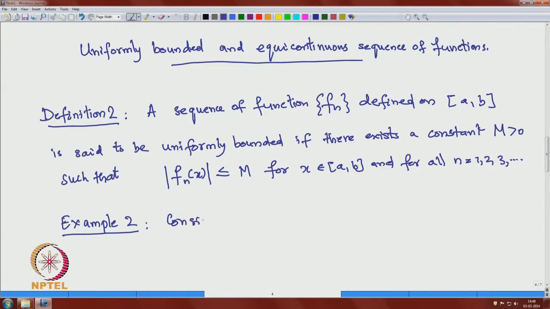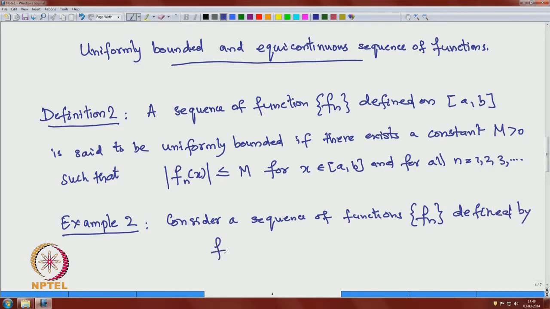So consider a sequence of functions fn defined by fn(x) equal to sin nx, where x is varying in the interval 0 to 2 pi and n is equal to 1, 2, 3, etcetera, is a sequence of functions.